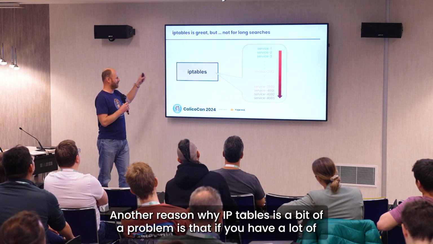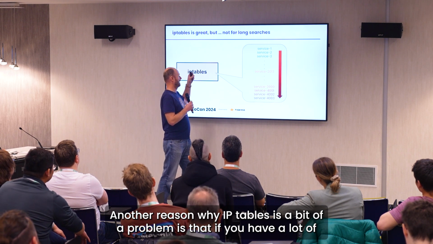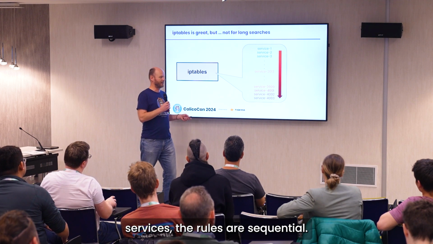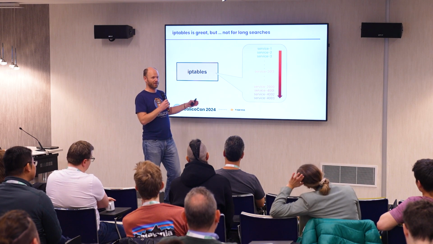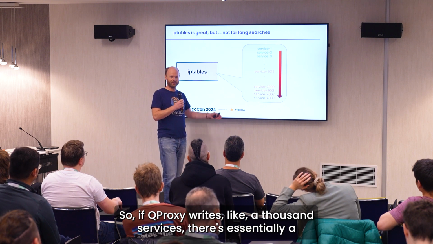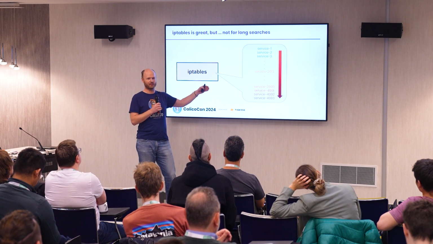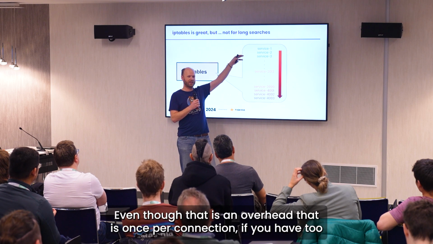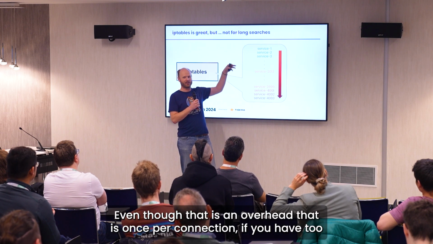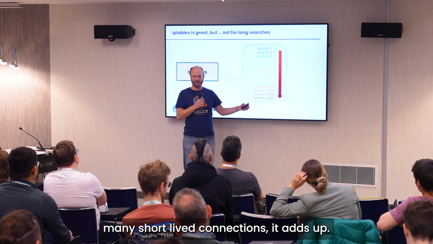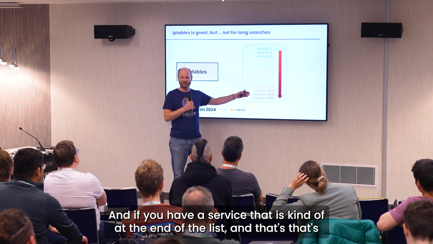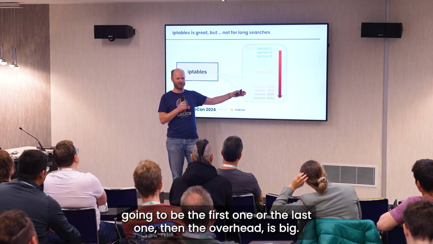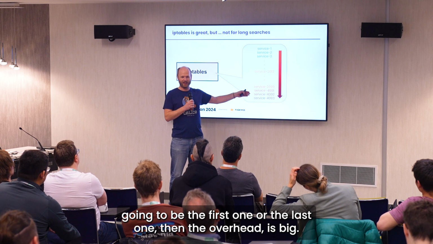Another reason why IP tables is a bit of a problem is that if you have lots of services, and in some of our examples, you may have really a couple thousand services, the rules are sequential. So if kubeproxy writes like 1,000 services, there's essentially 1,000 rules which are executed one by one. So if you happen to have a service at the top, it's resolved pretty quickly. Even though that is an overhead that is once per connection, if you have too many short-lived connections, it adds up, right? And if you have a service that is kind of at the end of the list, and that's a service that you hit often, and you have absolutely no control about whether that's going to be the first one or the last one, then the overhead is big.